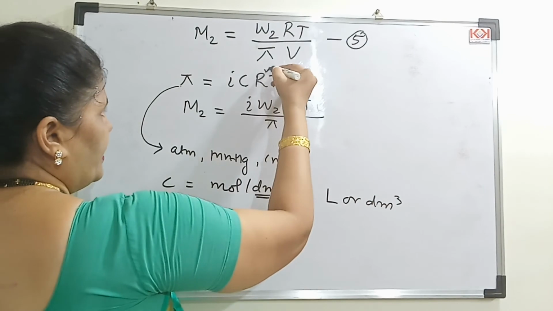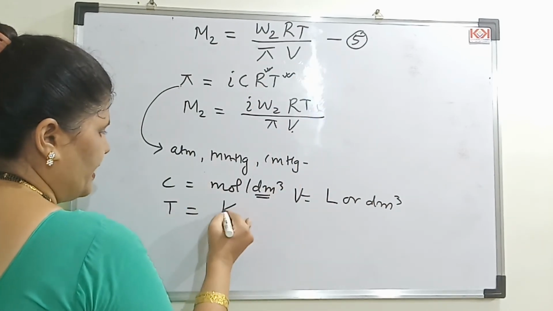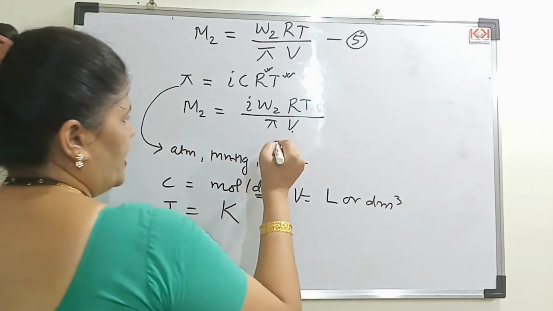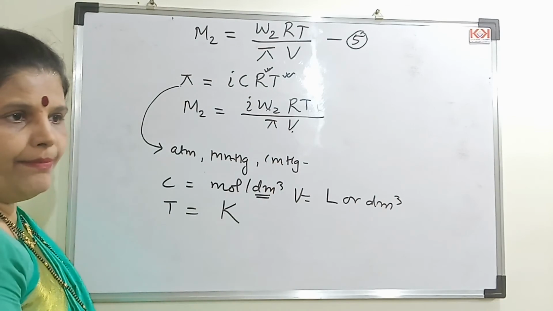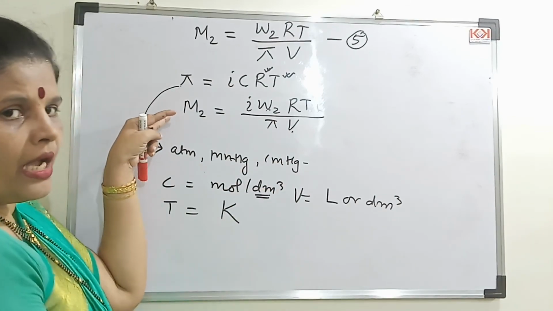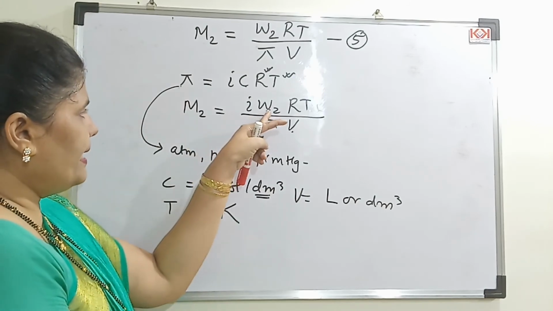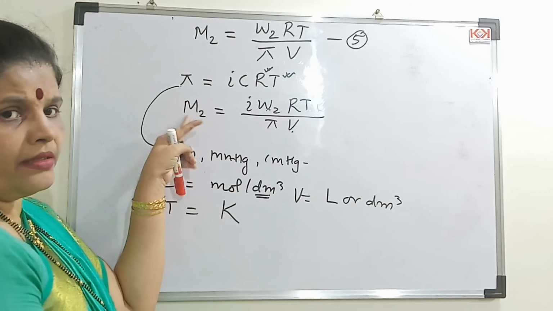Now this R I will discuss later. Temperature here must be in Kelvin. Next is W2. Whatever the unit for W2, whether gram or kg, the same will be the unit for your answer. If you take this in gram, your answer will be in gram, or if you take this in kg, it will be in kg.